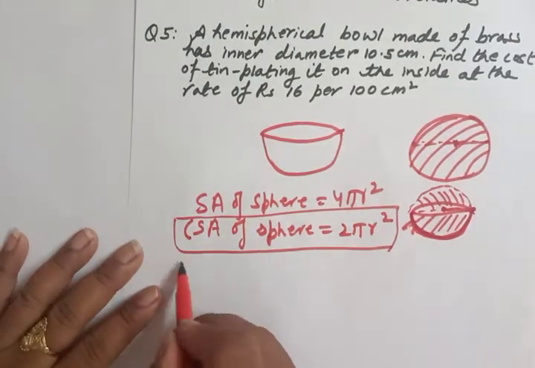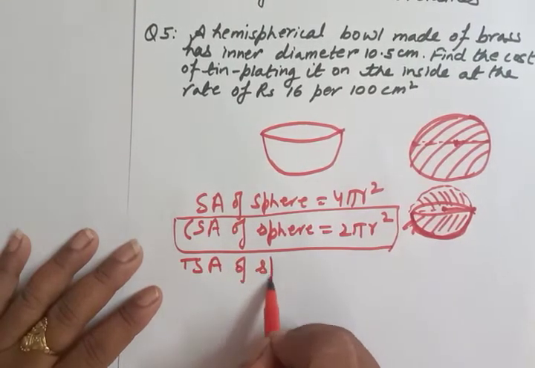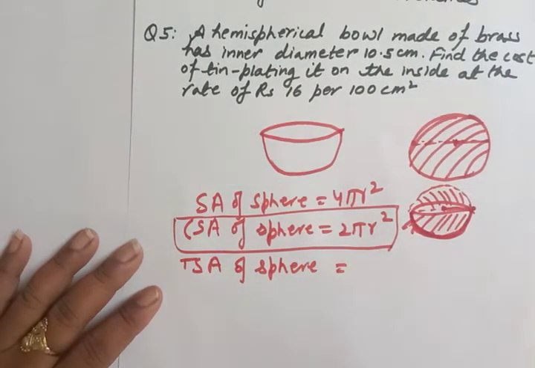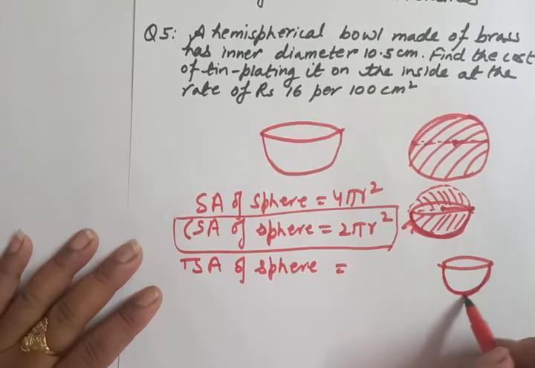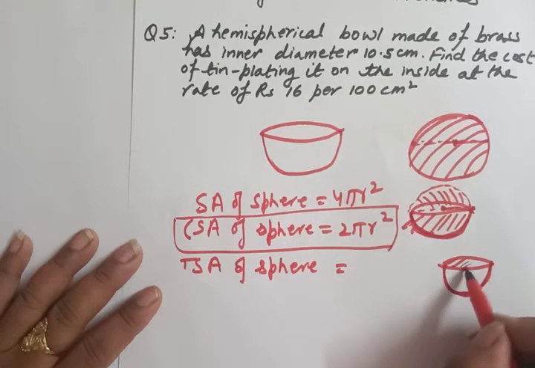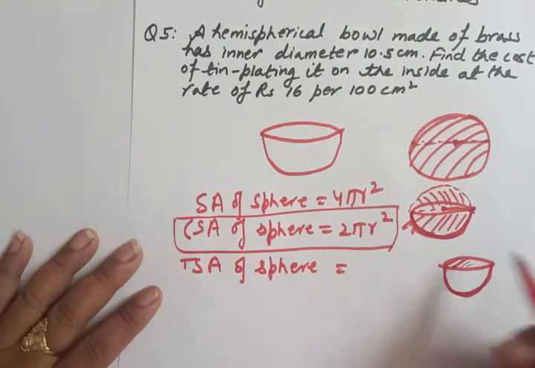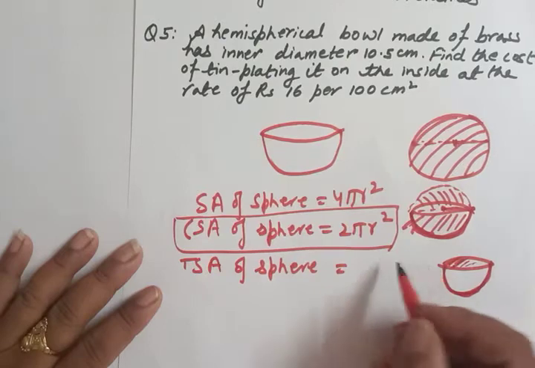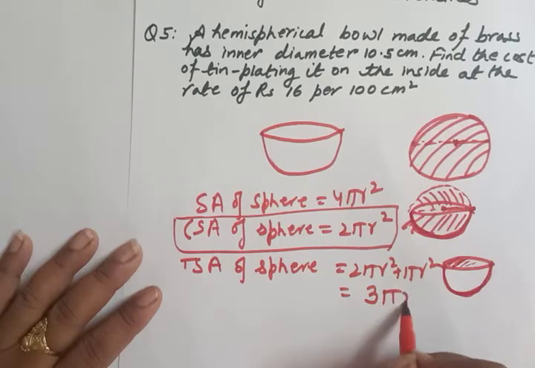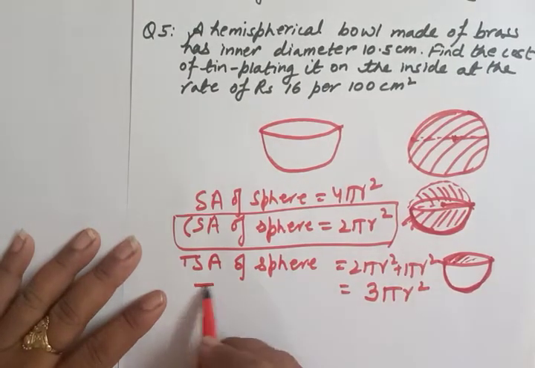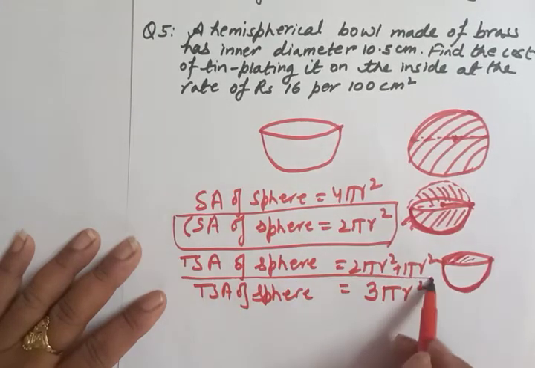But when we find out the total surface area, this is the curved surface area, and we have to find one more surface, that is the upper one. This is the circular shape, that is 2 pi r square plus pi r square, that is equal to 3 pi r square. So the total surface area of the hemisphere is 3 pi r square.